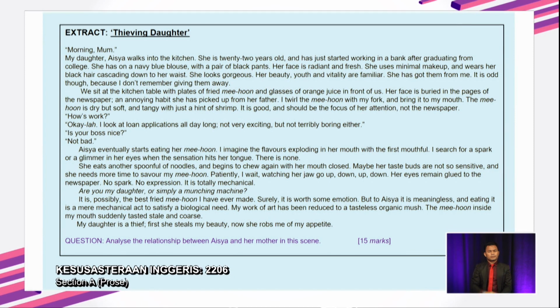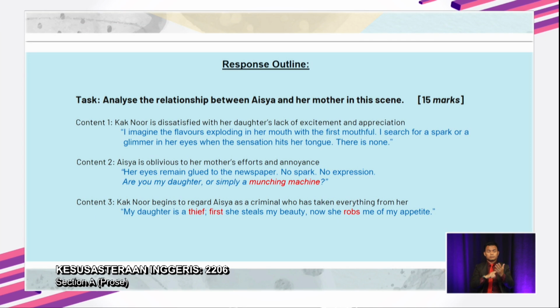What are we going to do? We've read through the passage, we've read through the question. First thing to do is to break it down and decide what our content points are. And I would put content 1, she's clearly dissatisfied. I would put there content 2. Aisha, unfortunately, is oblivious to her mother's annoyance. She doesn't realize how her mother really feels. And content 3, I would put there, Kak Noh even begins to think to herself how her daughter is a criminal who has taken everything away from her.